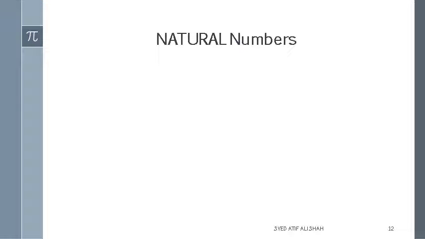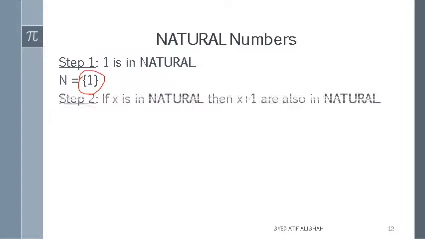Now we will take the same example to define the natural numbers. In step number 1, we have defined 1 as a natural number. So the set contains only one number, that is 1, in the natural number set. Now in step number 2, if x is a natural number, then x plus 1 is also a natural number. So it becomes the formula that will define the whole language.